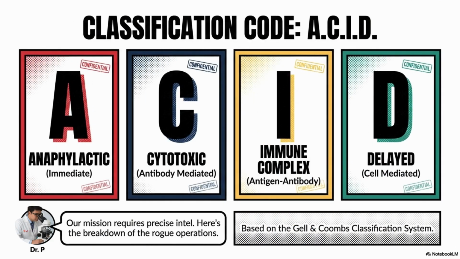Our mission requires precise intel. Here's the breakdown of rogue operations based on the Gell and Coombs classification system. We use the classification code ACID to memorize this. A is for anaphylactic, the immediate reaction. C is for cytotoxic, the antibody-mediated reaction. I is for immune complex, antigen-antibody complexes. And D is for delayed, that is cell-mediated.